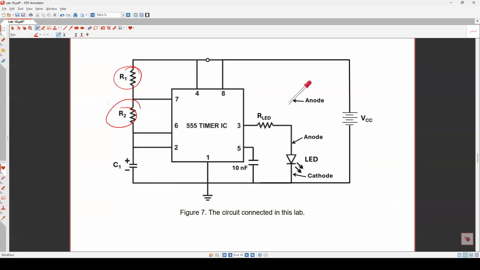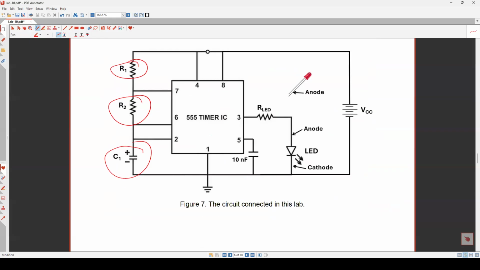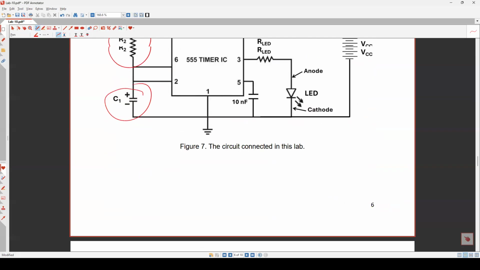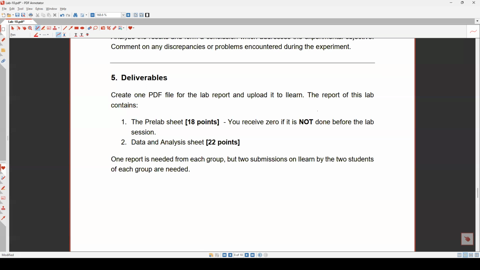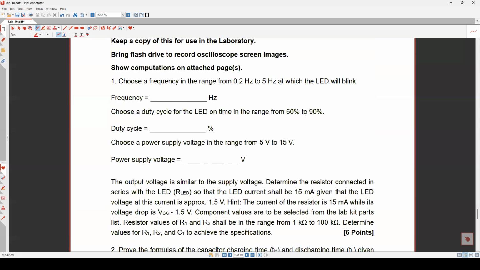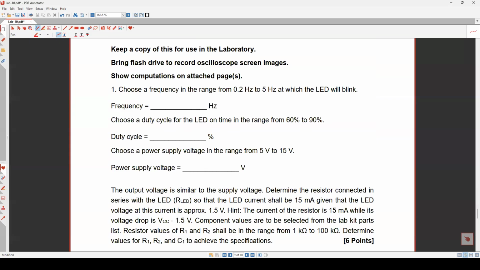As you see right now in the pre-lab, you need to design R1, R2, and the capacitor to achieve a certain value for the duty cycle. Let me go to the pre-lab first. The pre-lab has 3 parts. Number one, select a frequency between 0.2 hertz and 5 hertz. Just write here whatever frequency you select.